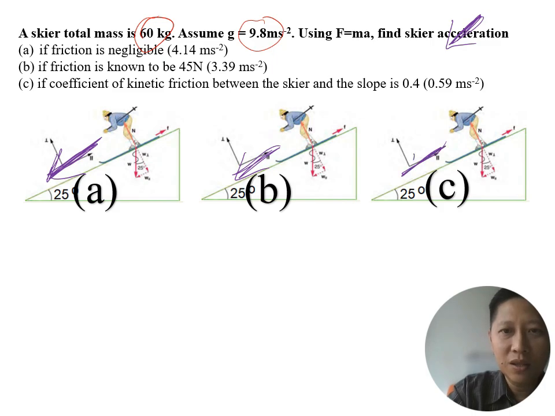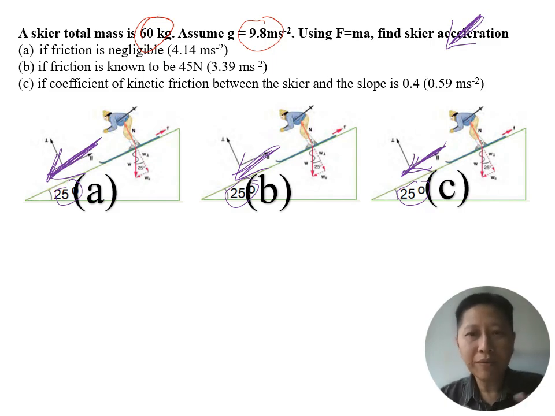The direction is 25 degrees above the horizontal line here. We have three cases. The first case is the ideal case, meaning there's no friction. The second case is where we are given the number for the friction. The third case is a little bit complicated because we're just given the coefficient, either of kinetic or static friction.